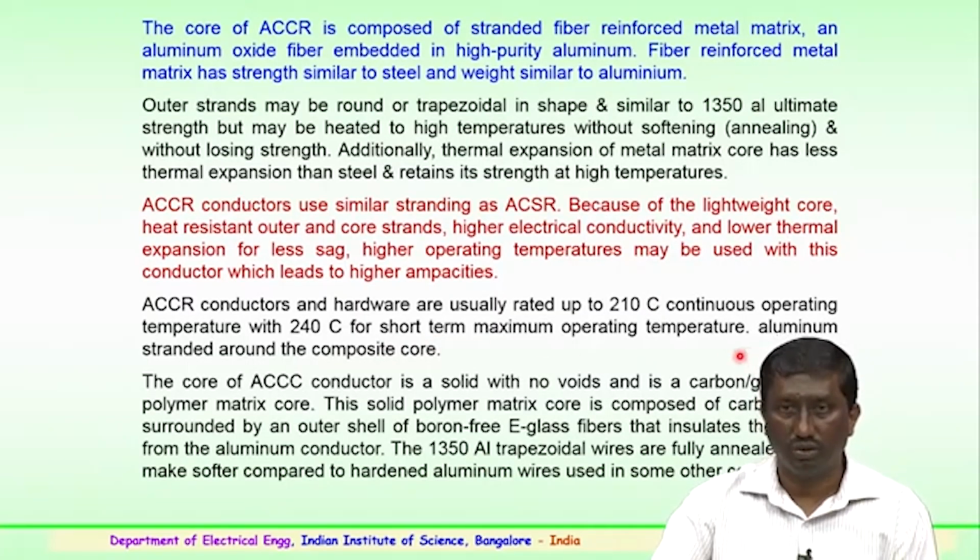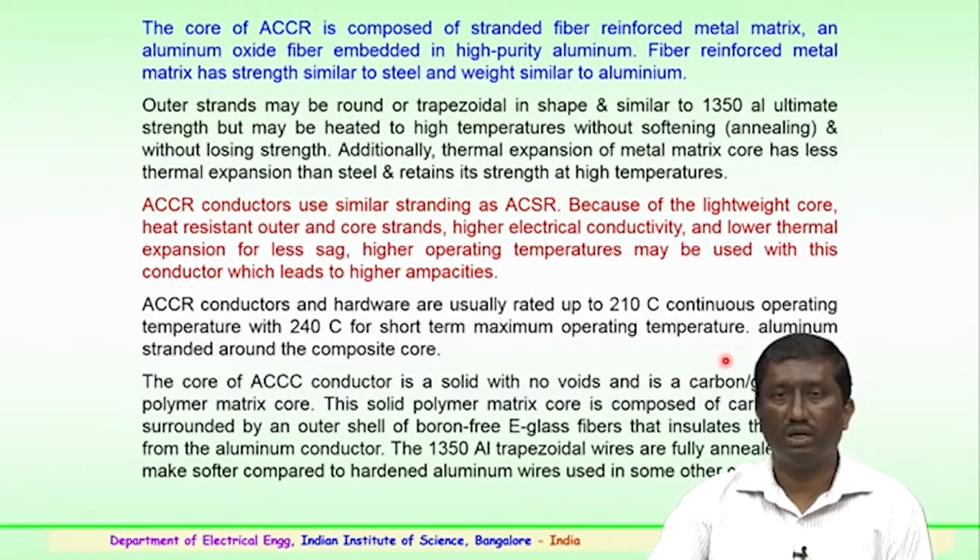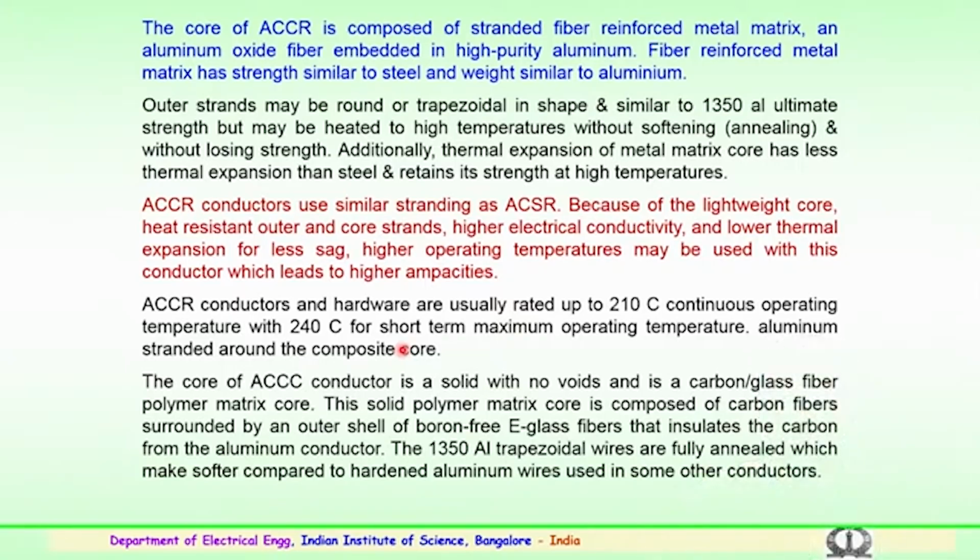So, the operational temperature could be anywhere between 210 degrees continuous operating up to 240 degrees for short term maximum operating temperature. The earlier ACSR conductors normally operate anywhere between 90 to 110 degrees. Here the high temperature conductor operates anywhere between 210 to 240 degrees. This is very important, double the temperature. The current carrying capability also is twice or more than the aluminum strands around the composite core.